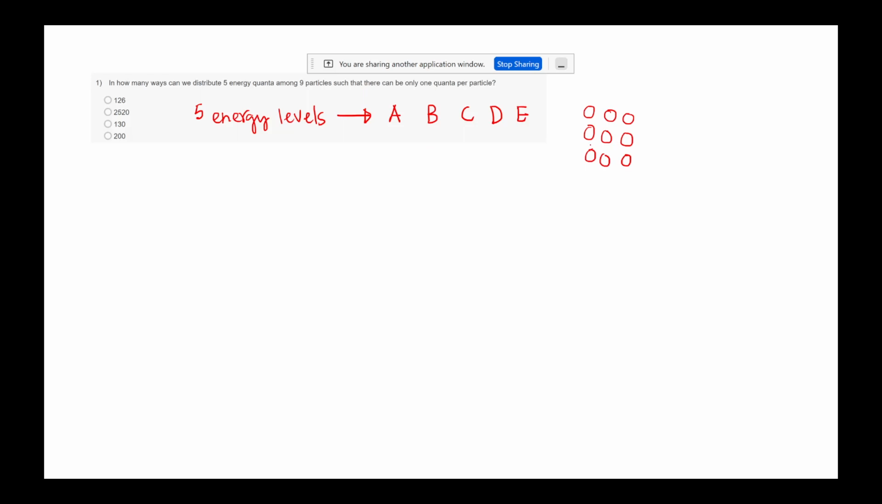Just try at first. Then, if the condition is only 1 quanta per particle, what can you say from this? That there will always be 4 particles which will not have any quanta available, right? Yes. So then how can you solve it?